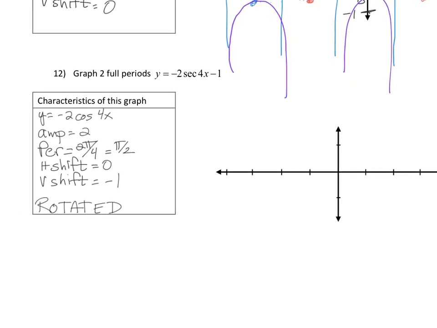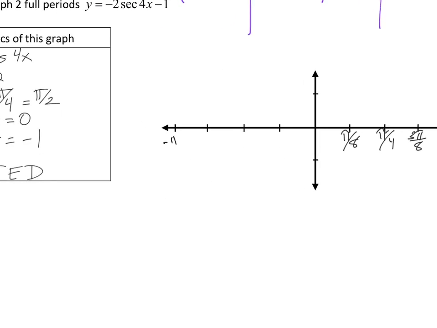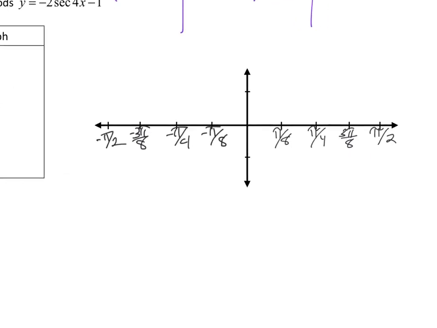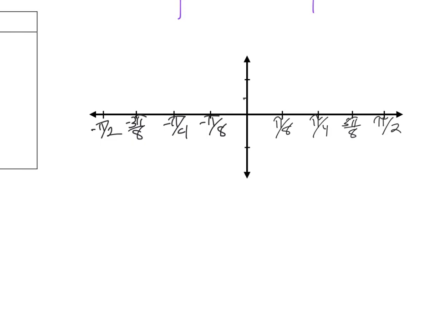All right, our period is pi over 2, so we're going to mark up our tick marks now. Negative pi over 8, and then 3 times the negative pi over 8. So it's 3/8. There we go. And our amplitude is 2. Whoops, it's -2. There we go.